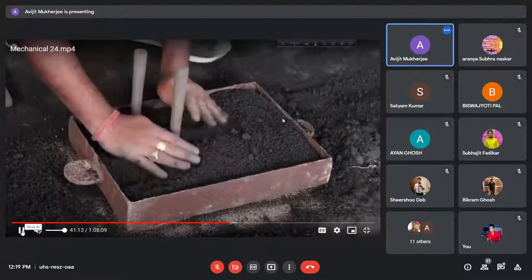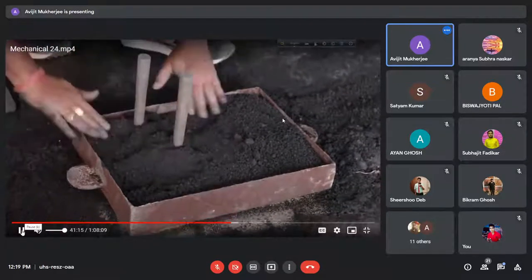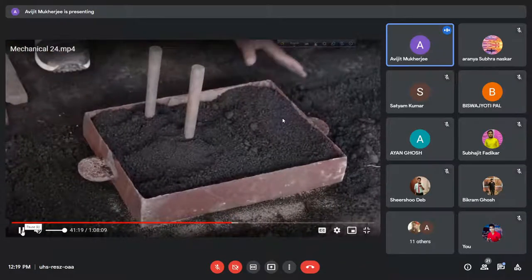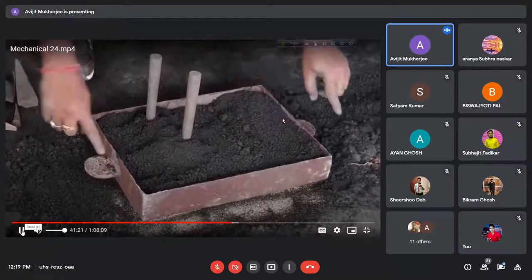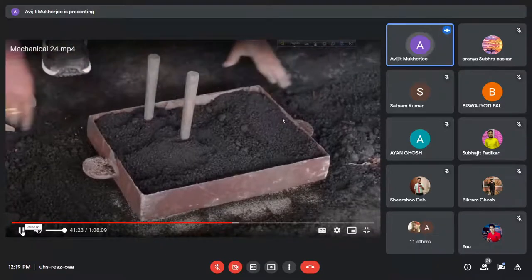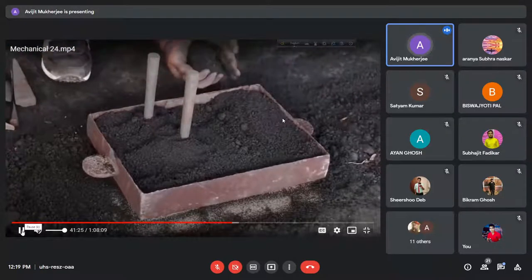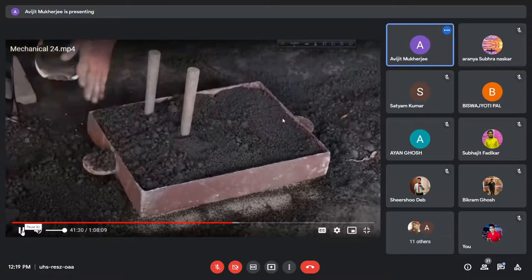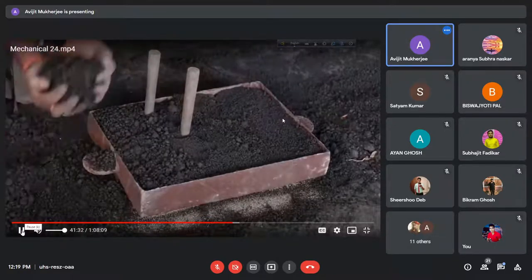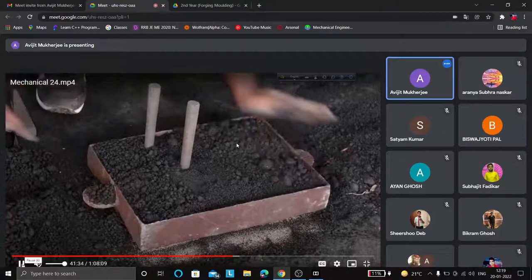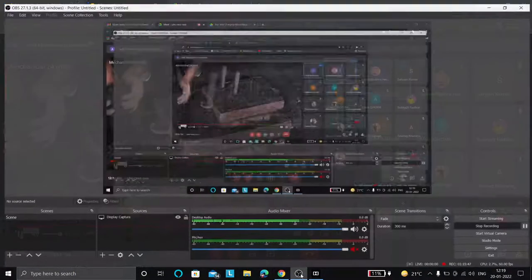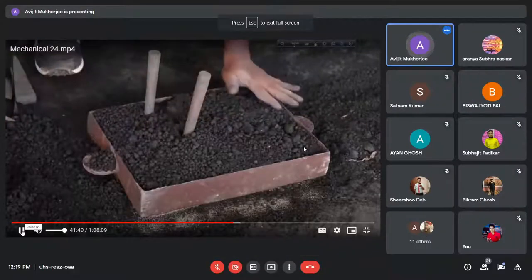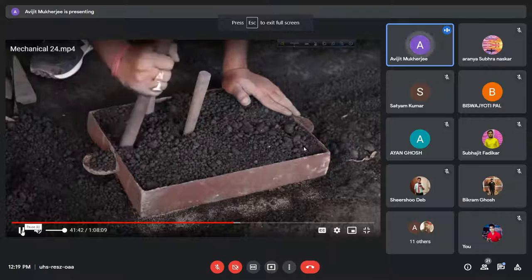Now, we have already done the ramming towards the pattern. Now this is the wall. We will now ram towards the wall of this box. Take your hammer and start ramming towards the wall.